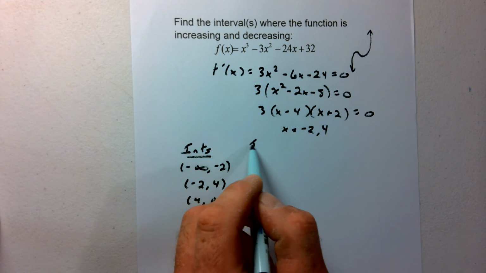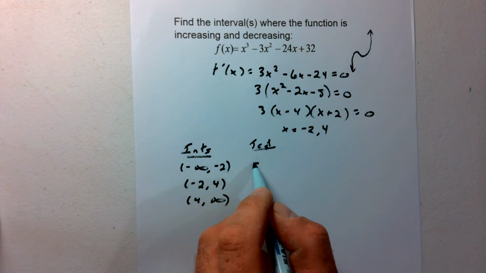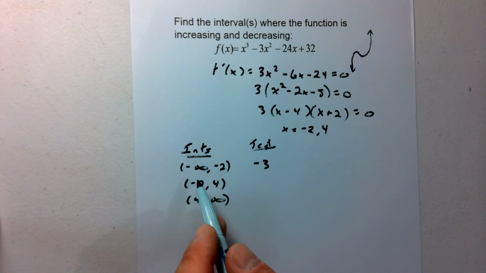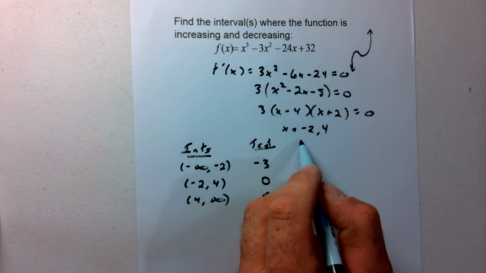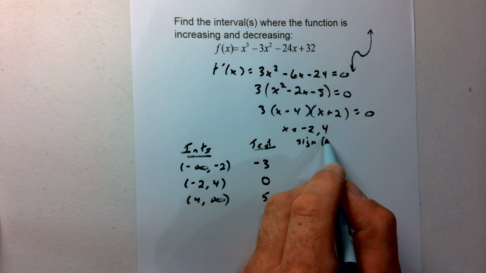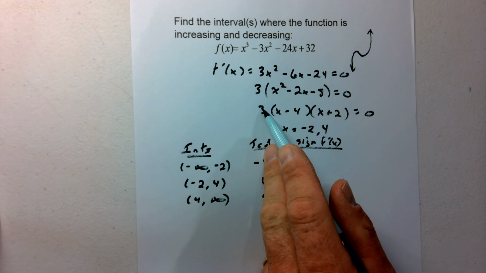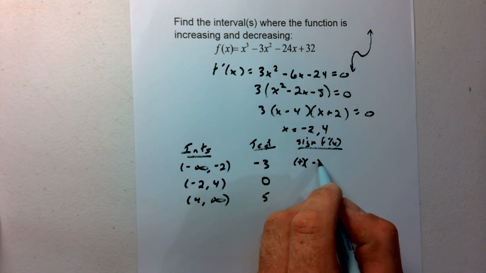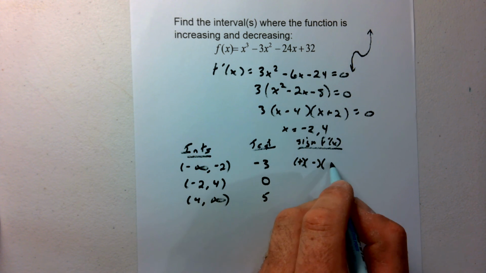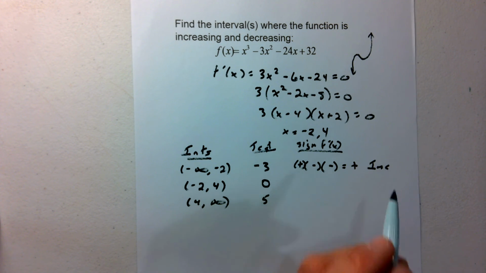And I'm going to go ahead and test some values that are in each of these intervals. So from negative infinity to negative 2, I'm going to test negative 3, negative 2 to 4, there's my 0, and 4 to infinity, I'm going to choose 5. Again, I'm looking for the sign of f prime of x. If I plug in negative 3, again, that 3 is always positive. So I get a positive times a negative. And if I plug in negative 3 there, I get a negative. So I end up with a positive or an increasing interval.